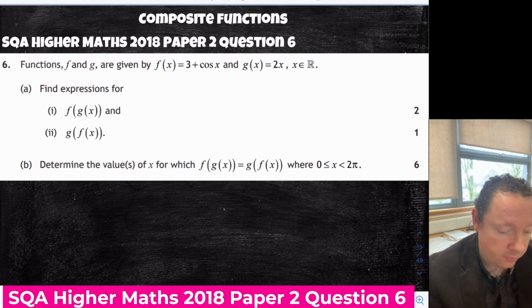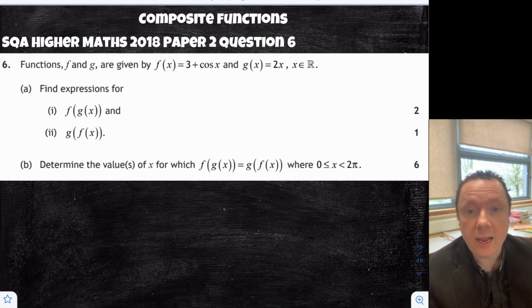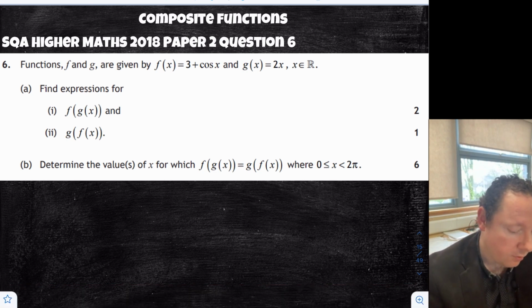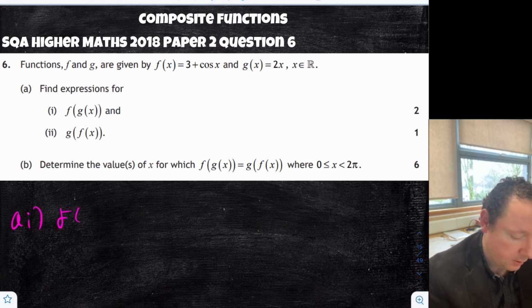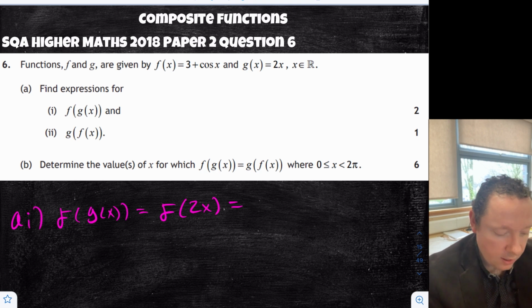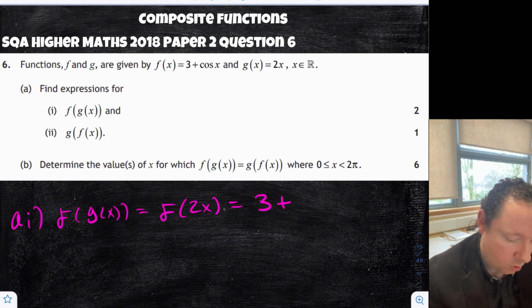f and g are given by f of x is 3 plus cos x, and g of x is 2x. x is a member of the real numbers. Find an expression for f of g of x and g of f of x. So part A, 1, f of g of x. That's f of, well, g of x is 2x. So every time I see an x in f of x, I write 2x instead. So that's 3 plus cos 2x. Nice and simple there.